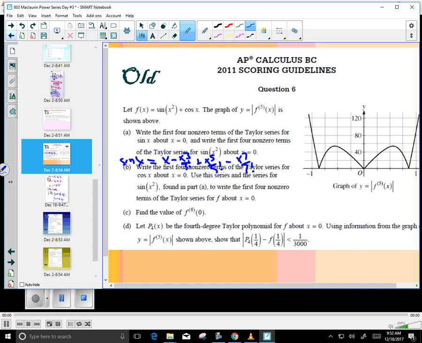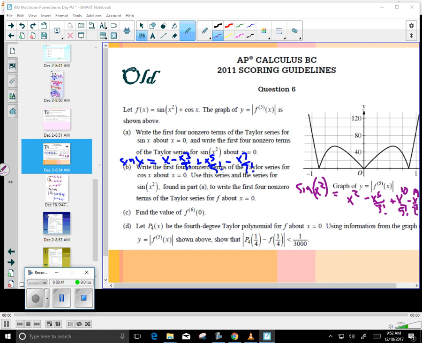Then if you're going to do sine x squared, sine x squared is just going to be equal to x squared minus x to the 6th over 3 factorial plus x to the 10th over 5 factorial, and what is that, x to the 14th over 7 factorial. Yes. All right, so that is what we're doing in part B.